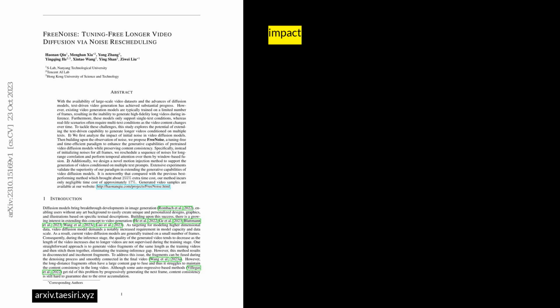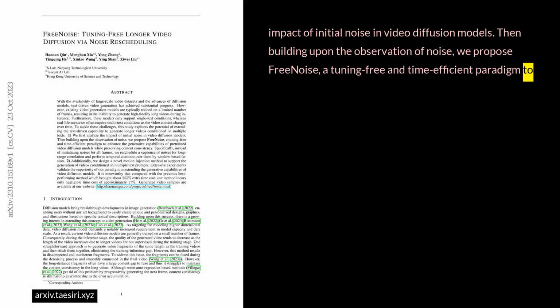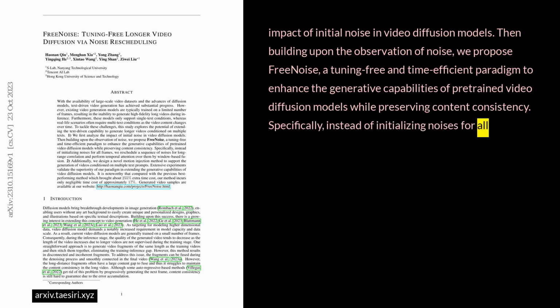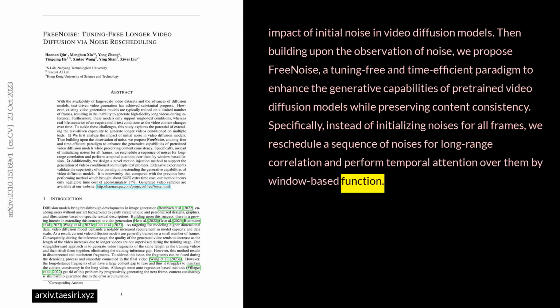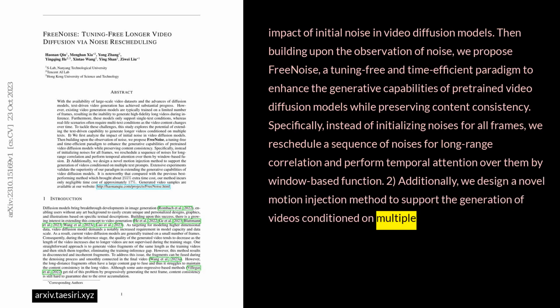1. We first analyze the impact of initial noise in video diffusion models. Then, building upon the observation of noise, we propose FreeNoise, a tuning-free and time-efficient paradigm to enhance the generative capabilities of pre-trained video diffusion models while preserving content consistency. Specifically, instead of initializing noises for all frames, we reschedule a sequence of noises for long-range correlation and perform temporal attention over them by window-based function. 2. Additionally, we design a novel motion injection method to support the generation of videos conditioned on multiple text prompts.